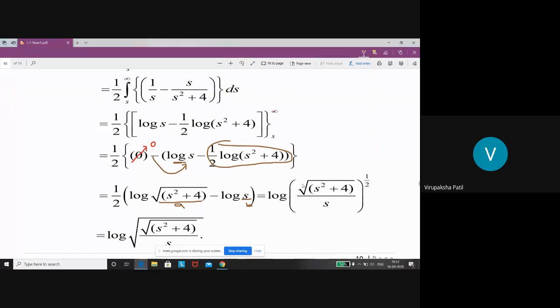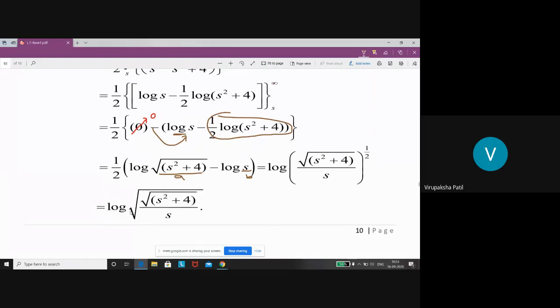Raised to 1 by 2 means you can take the square root of this. You can write log of root s square plus 4, whole divided by s. This entire thing is inside the whole root. Okay, hope this example is clear.